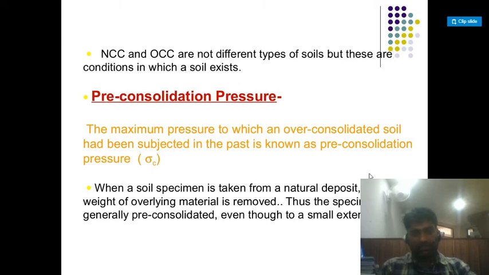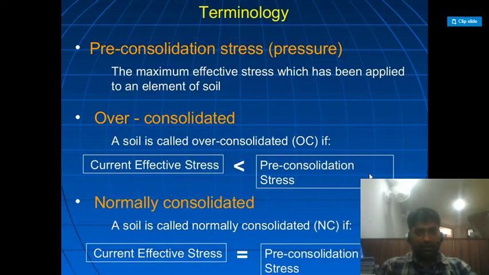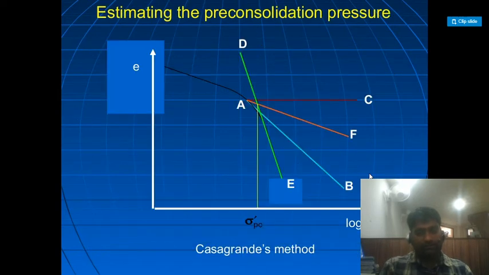When a soil specimen is taken from a natural deposit, the weight of the overlying material is removed, thus the specimen is generally pre-consolidated, even though to a small extent. Pre-consolidation stress or pressure is the maximum effective stress which has been applied to the element of soil. A soil is called over consolidated if current effective stress is less than pre-consolidation stress. A soil is normally consolidated if current effective stress is equal to pre-consolidation stress. Estimating the pre-consolidation pressure.